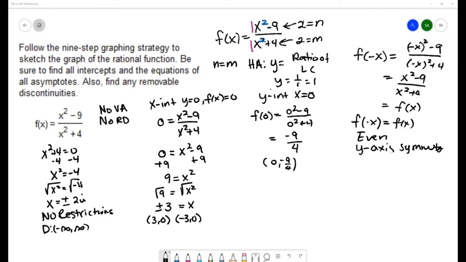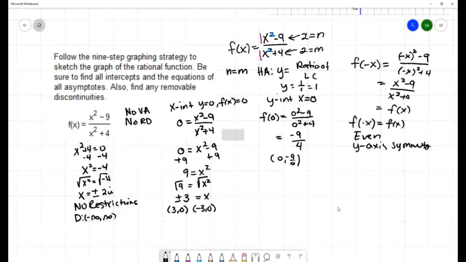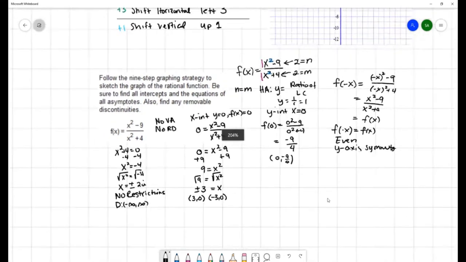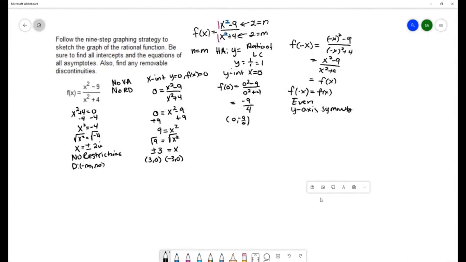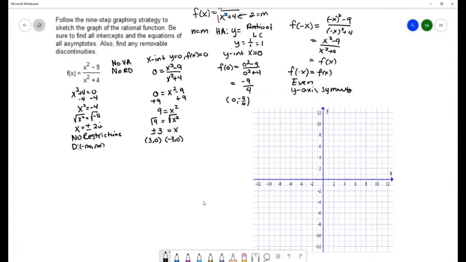So we're going to take this information that we've gathered and start to create the sketch of our graph. And so on my graph, I'm going to put down that I have a horizontal asymptote at y equals 1.